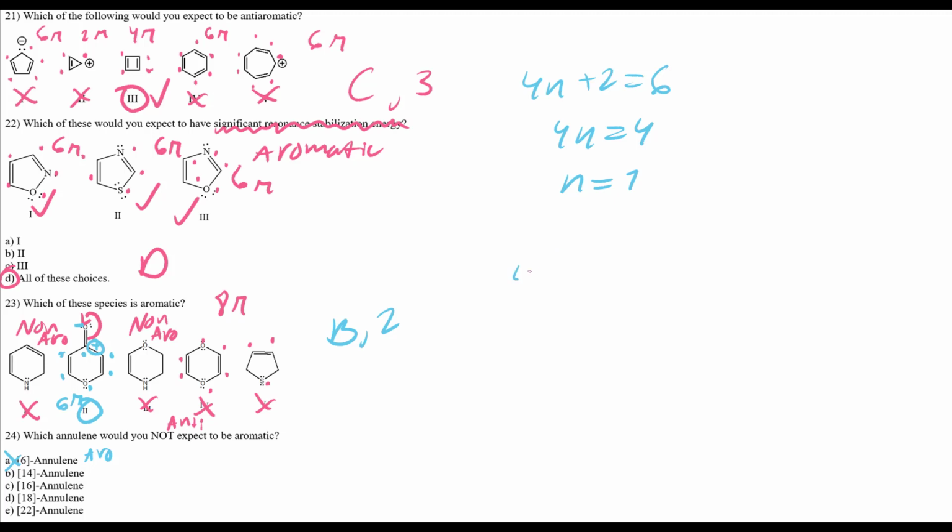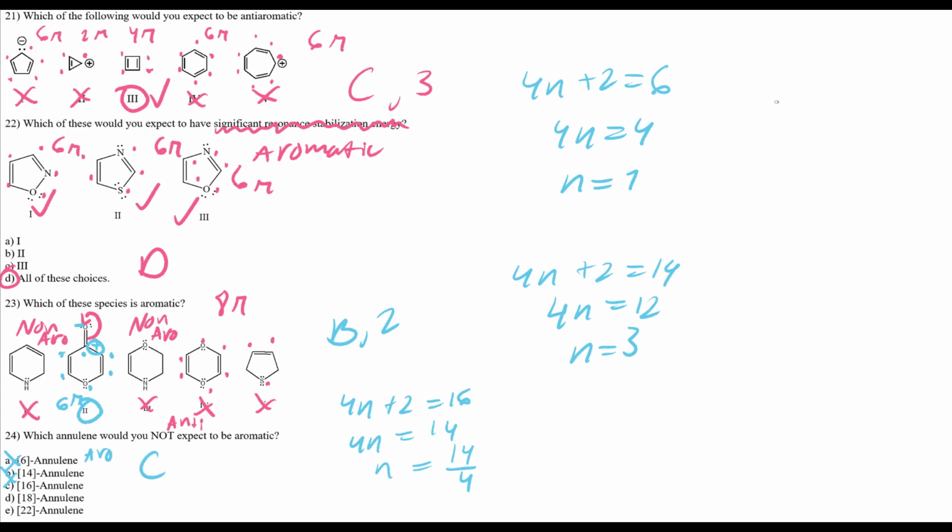14. 4n plus 2 is equal to 14. 4n is equal to 12. Therefore, n would have to be equal to 3. So that is a whole number, so that's wrong. What about 16? Well, 4n plus 2 is equal to 16. So 4n is therefore equal to 14. n is equal to 14 over 4. That's a fraction. And since it's a fraction, we know that it's anti-aromatic, so it has to be C. C would have to be the correct answer choice.